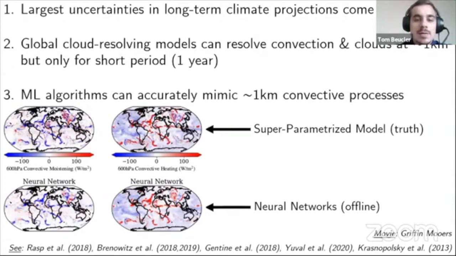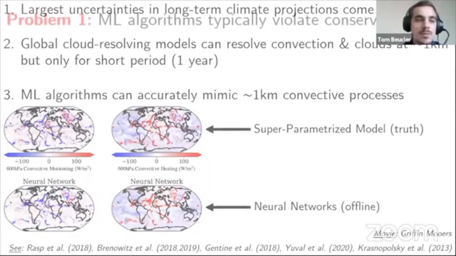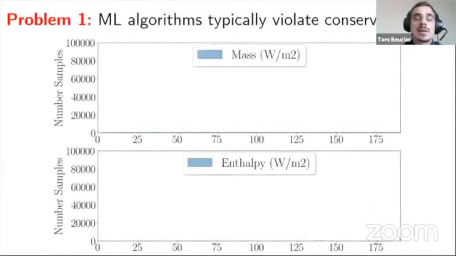Now we are at the very dawn of what we can do with machine learning emulation of climate models, and there are a lot of problems we need to address. And today I'm going to talk about 3 problems. The first problem is that machine learning algorithms typically violate conservation laws.